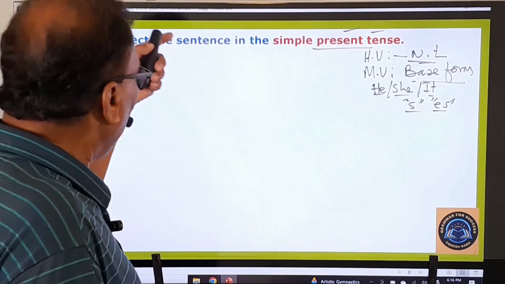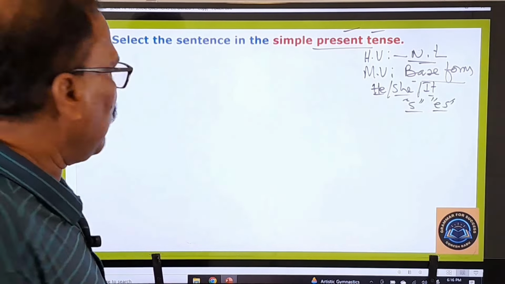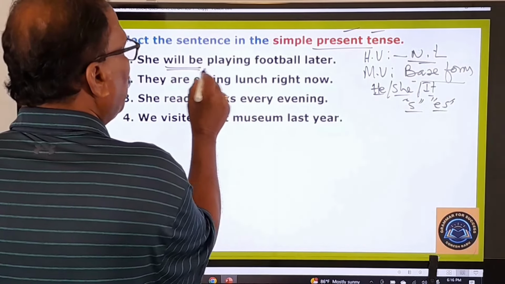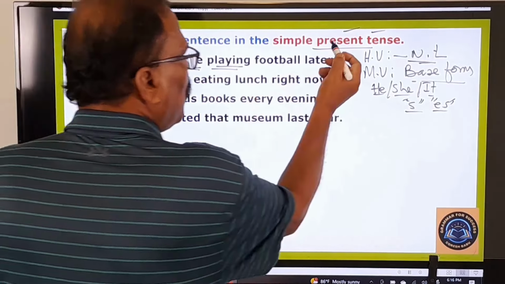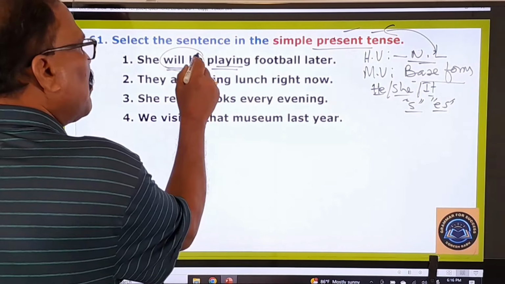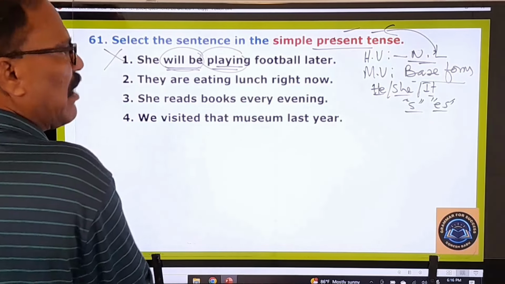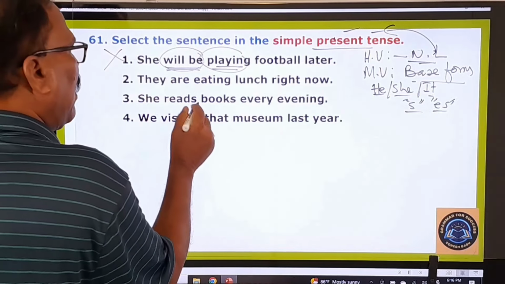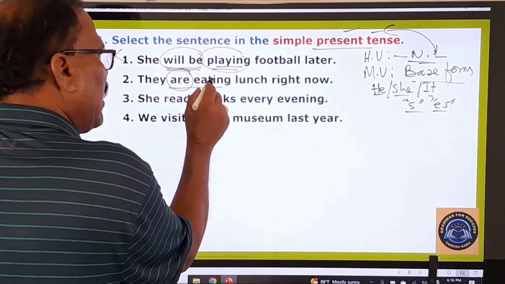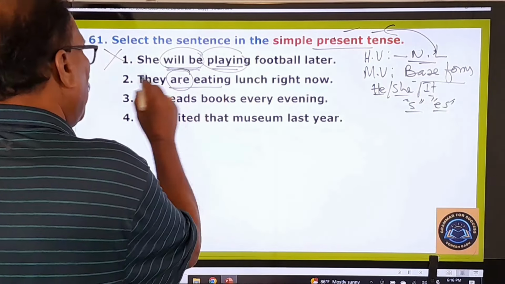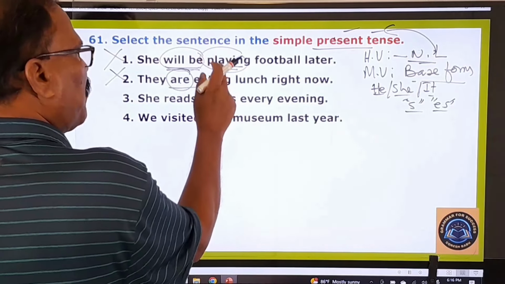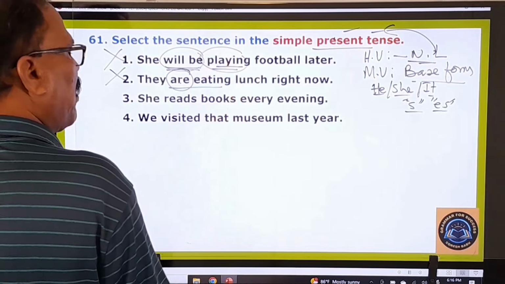Now look at the options given here. You can easily understand. She will be playing football. Will be is the helping verb, playing is the main verb. In the simple present tense no helping verbs will be there. So this is eliminated. They are eating lunch right now. Here, are is the helping verb and eating is the main verb, so this is also not the correct one. Eating is an ing form verb, or present participle form.